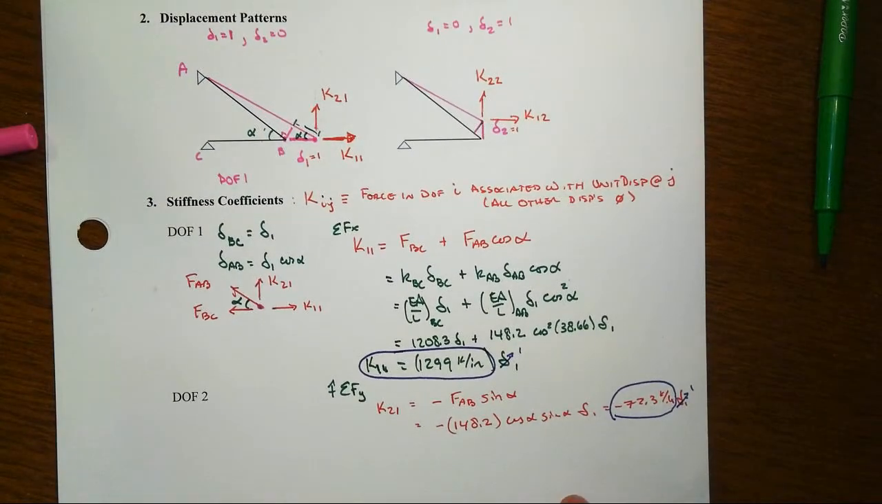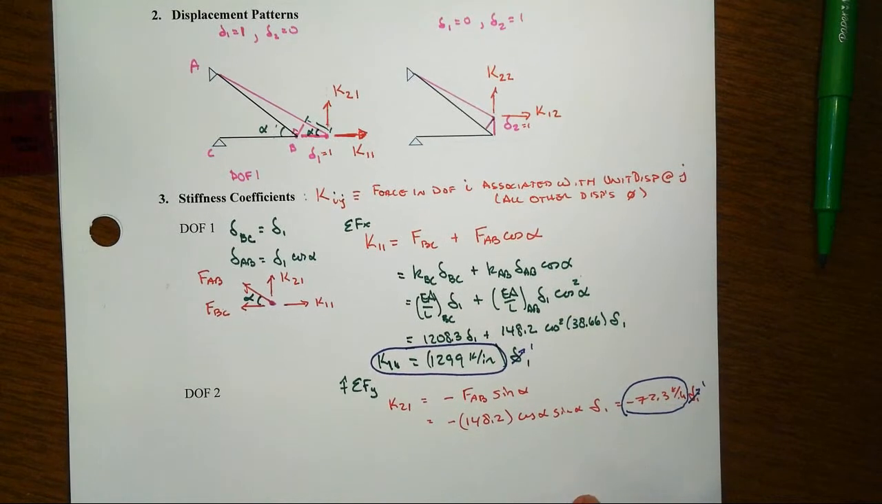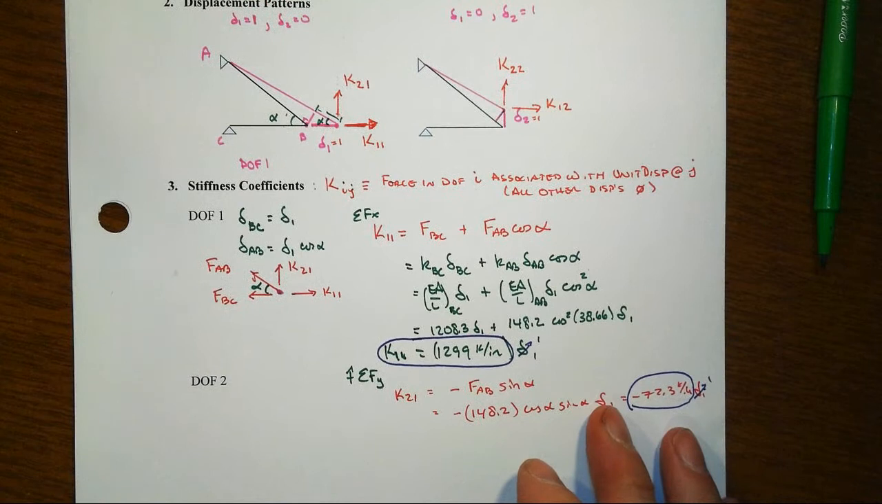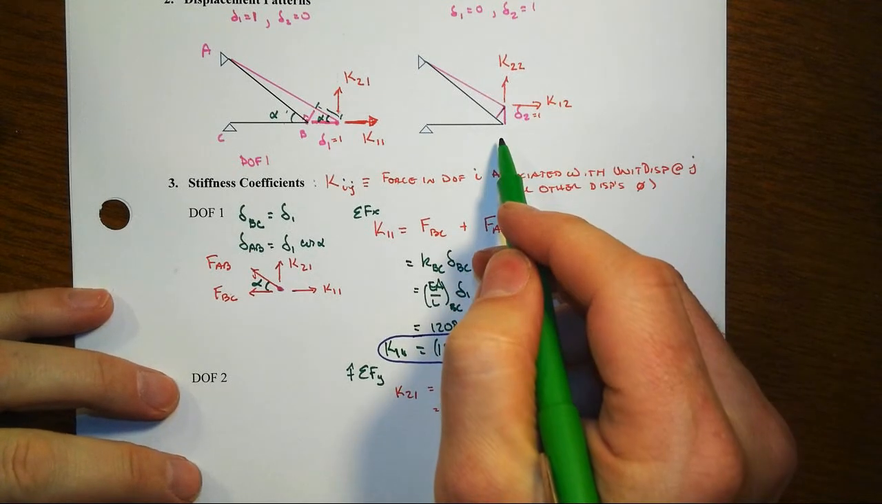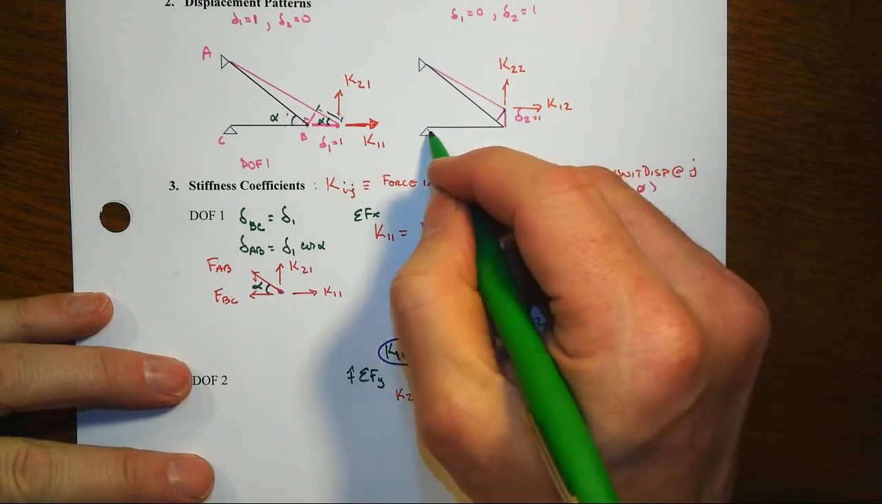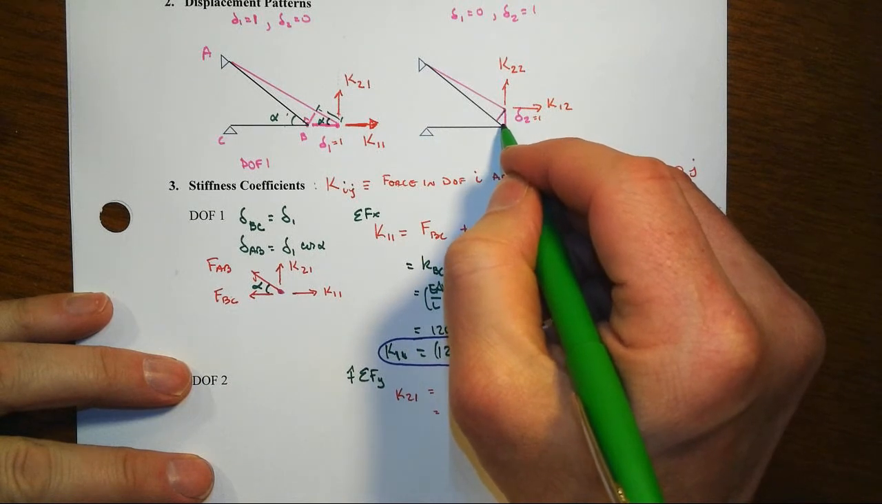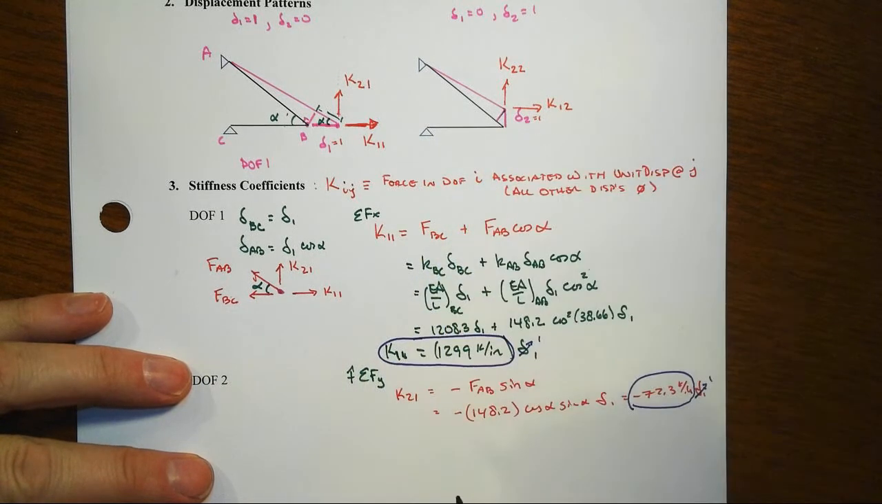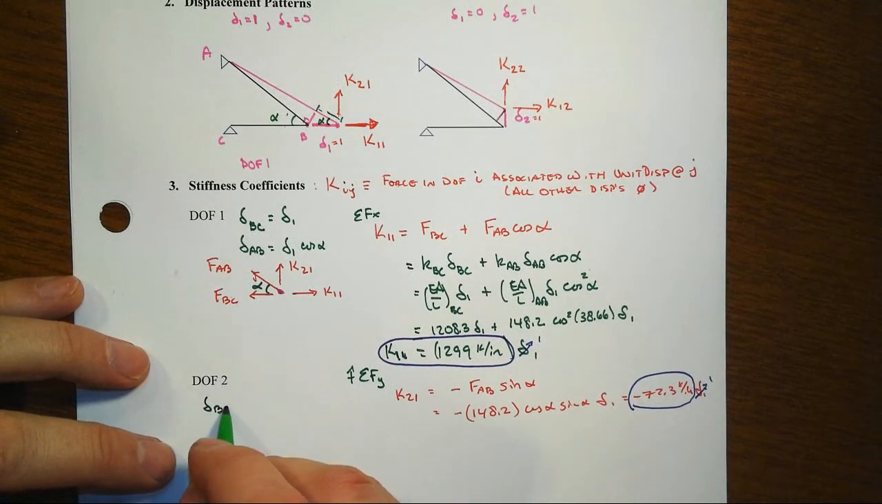So that's the first two, and then we got to do the same thing for K12 and K22. All right, so let's go look at that one a little bit more carefully. Notice that in this case, again, first order theory, when the member end only moves perpendicular to its long axis, it doesn't actually elongate in a first order theory model. So delta BC is going to be 0 for the second displacement pattern.